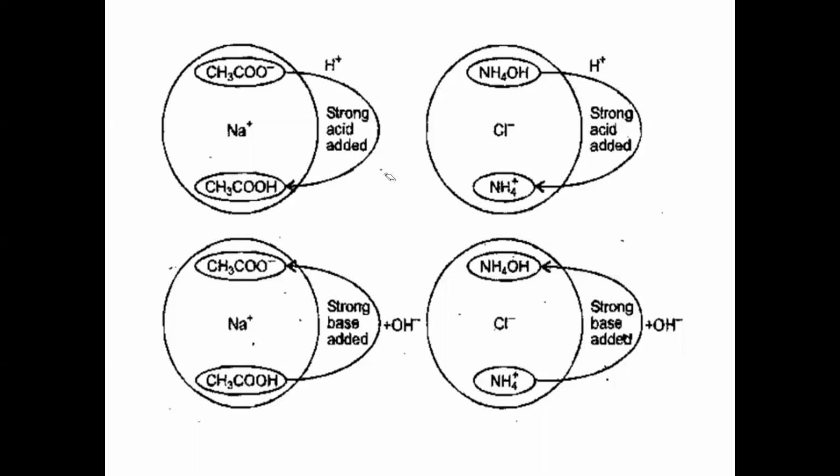Acidic buffer or basic buffer, either one is called a mixed buffer, because each is made up of two substances. Acidic buffer is made up of weak acid and its salt with strong base, and basic buffer is made up of weak base and its salt with the strong acid. Like this, two types of substances are present in acidic buffer and basic buffer. So the basic buffer is a mixture of two substances, and the acidic buffer also is a mixture of two substances. So acidic buffer and basic buffer together are called mixed buffers.